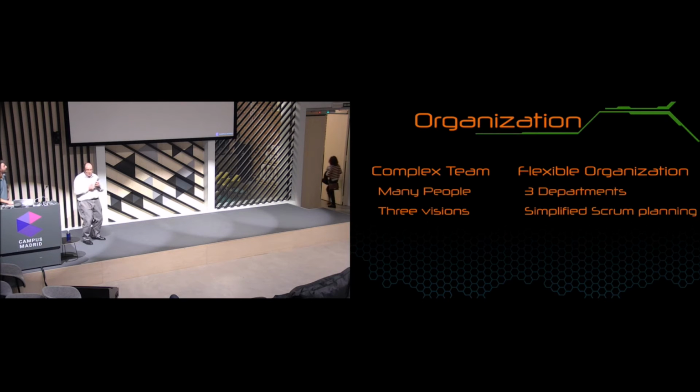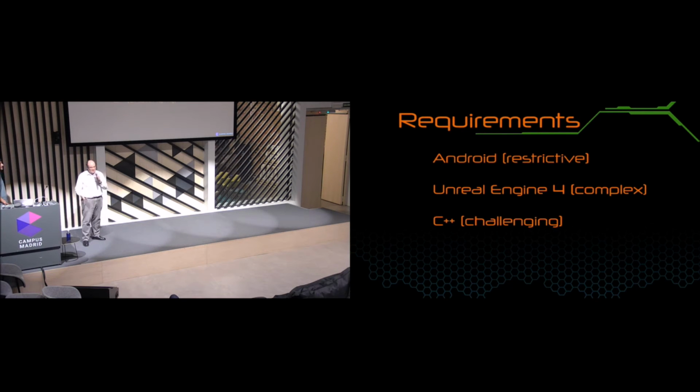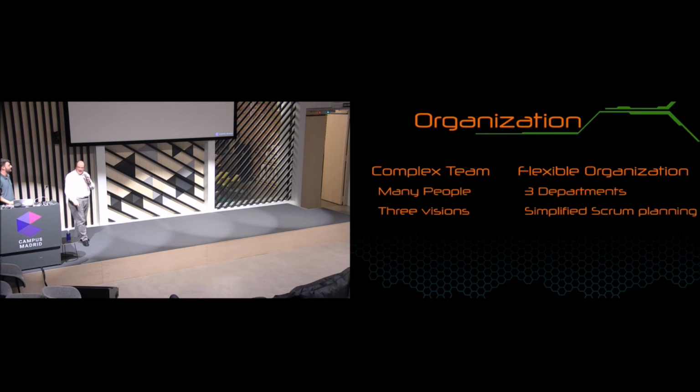That was like climbing Everest, this project. We have an additional handicap. How do we manage a complex team? We have 5 designers, 6 artists, and 4 programmers. So we have 3 very different visions. The visual vision from the artists, the creative vision from the designers, and the analytic vision from the programmers.